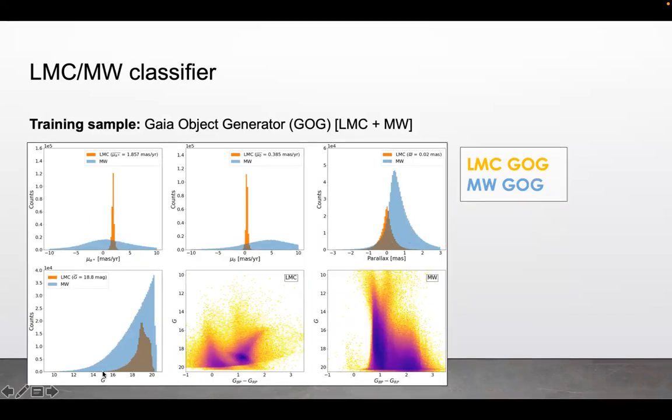The distribution of the magnitude is also different. The one from the Milky Way, you can have very bright stars, but in the LMC, it's mainly, as I said, faint stars. And the same for the color magnitude diagram.